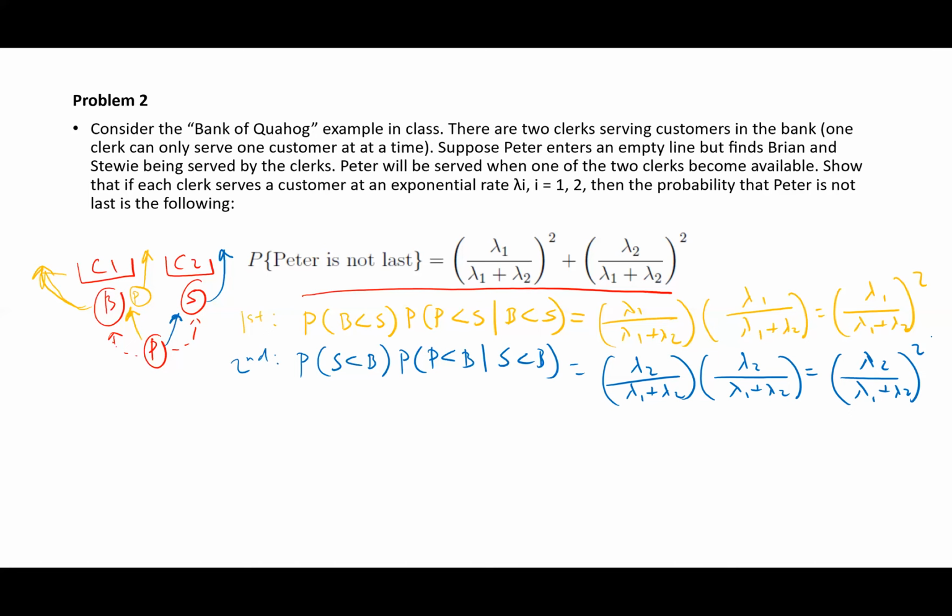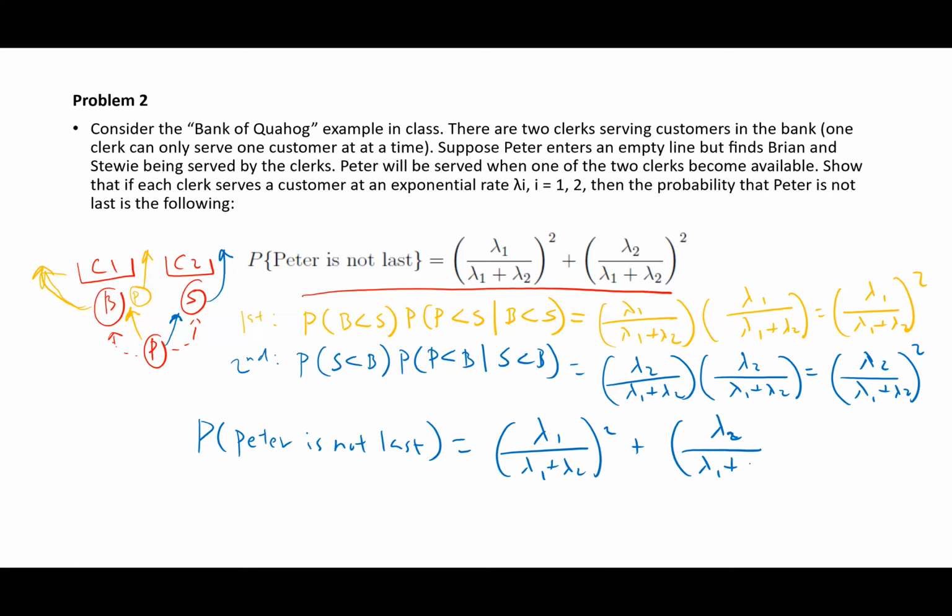So at the end, the probability that Peter is not last is simply the first scenario plus the second scenario. So it's going to be lambda 1 over lambda 1 plus lambda 2, squared, plus lambda 2 over lambda 1 plus lambda 2, entire quantity squared. Okay, that's how we show that the probability that Peter's not last is simply breaking down these two situations.